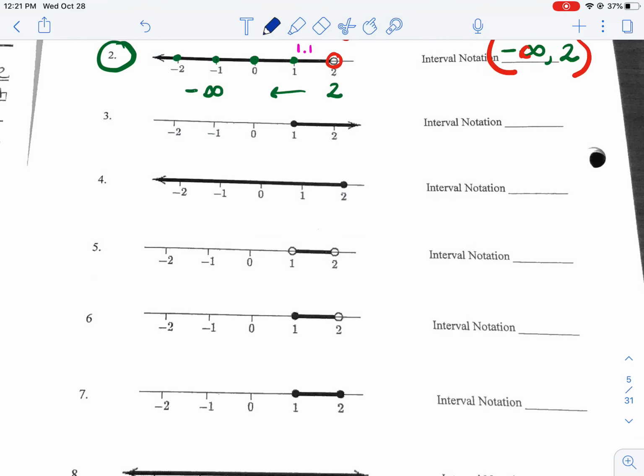Let's look at number 3. Same idea. I'm starting at 1, and I'm going on forever to the right. So that's positive infinity. I'm going to write 1, positive infinity. Now, this is a little different. I have a closed circle. When we have a closed circle, we are going to use a bracket. Closed means bracket. So I'm going to put a bracket in front of the 1. That means that 1 is an answer to the solution.